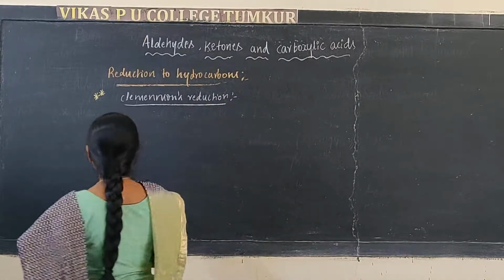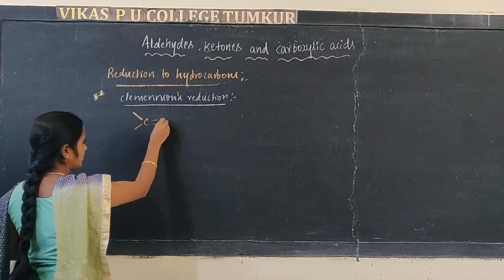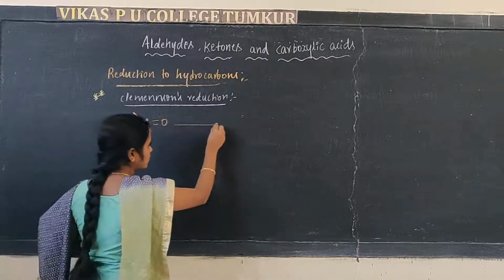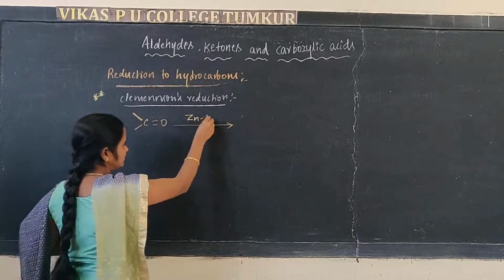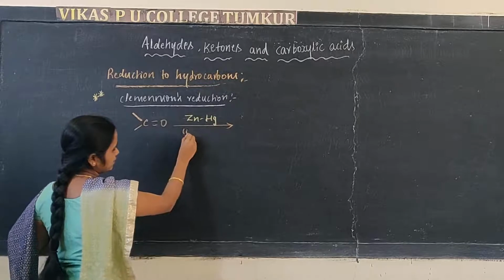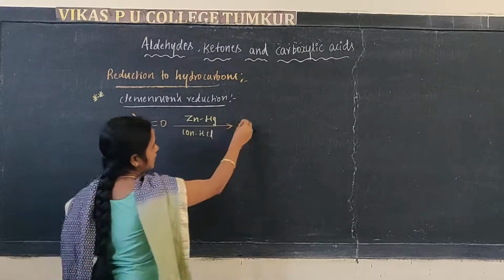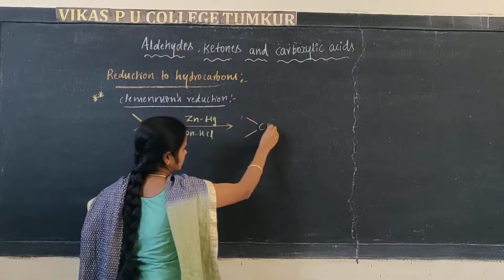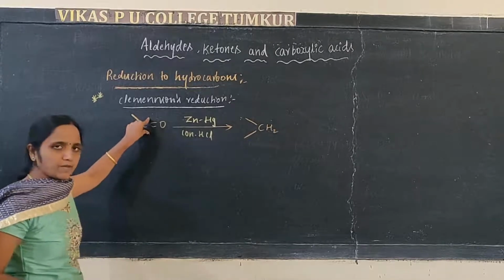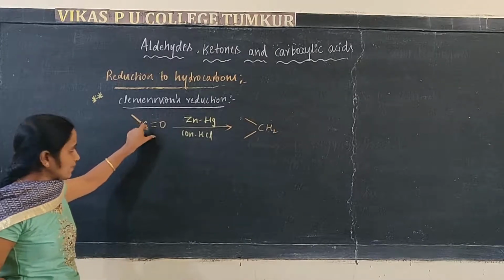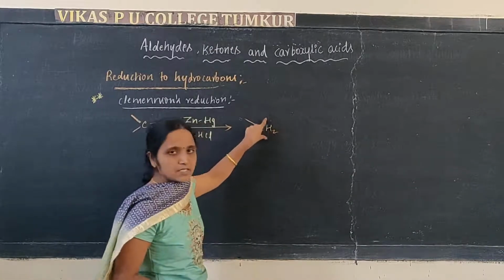Here the general equation can be written as C=O. This undergoes reduction when it is treated with zinc amalgam in the presence of concentrated HCl, and the respective hydrocarbon is formed. Means the carbonyl group gets reduced into a CH2 group.